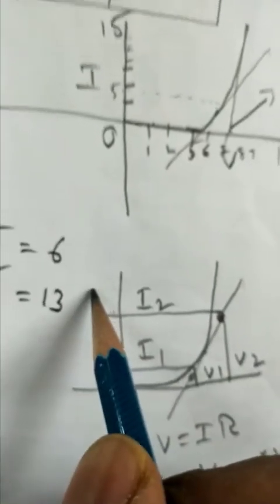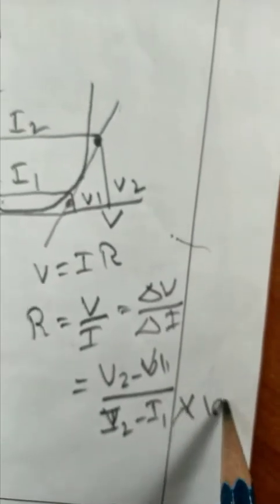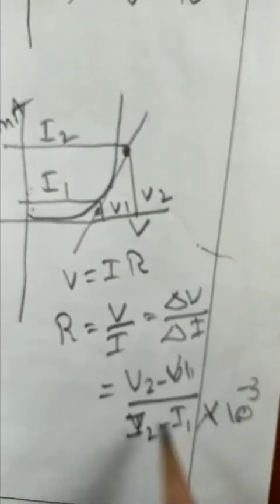Now, how are you getting the V2 value? From here you are getting the V2 value, V1 value. Here the I2, I1 value. See that I2, I1 value you are taking. This is in milliamperes, correct or not? And this is in volts. So milliampere means 10 to the power of minus 3 you are going to multiply. Milli means 10 to the power of minus 3.